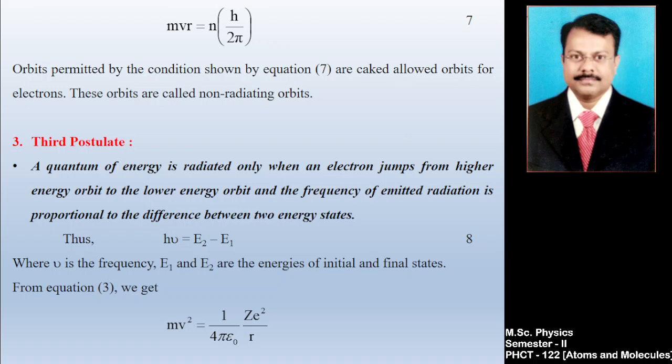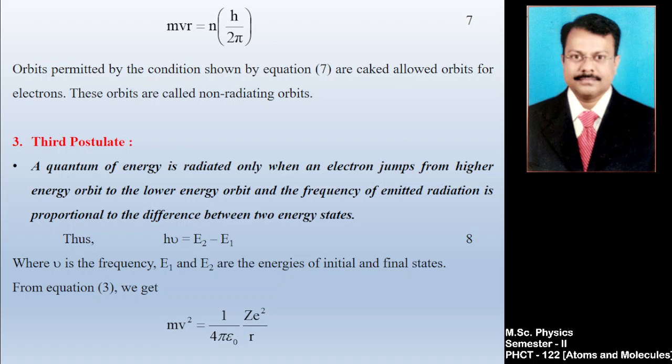A quantum of energy is radiated only when an electron jumps from a higher energy orbit to a lower energy orbit, and the frequency of emitted radiation is proportional to the difference between two energy levels. Which energy levels? This is the ground state energy level and the excited state energy level. The equation is h nu is equal to E2 minus E1. Nu is the frequency, E1 and E2 are the energies of the initial as well as final state or excited state.